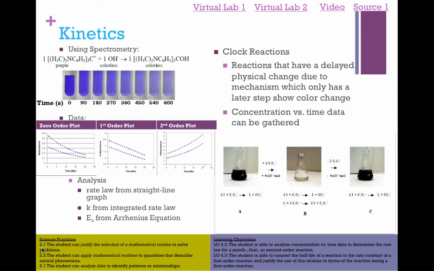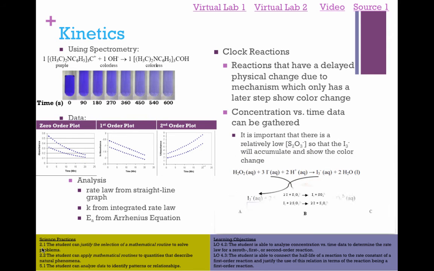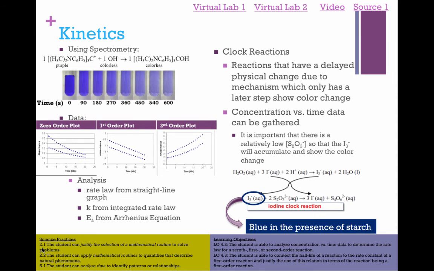We looked at the types of orders of reactions. So zero order, first order, second order, based on what your line is. Absorbance versus time, ln versus time, 1 over versus time. We'll talk about that tomorrow. You can find the rate law from the graph. You can also find the rate constant, lowercase k. You can also find the activation energy. We're going to look more at this data tomorrow, but the biggest thing is looking at concentration or absorbance versus time.